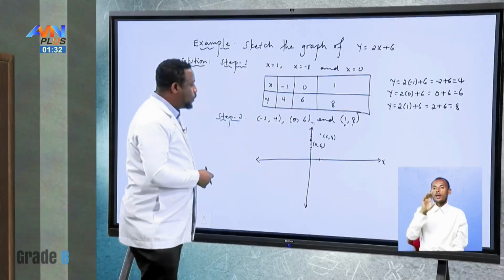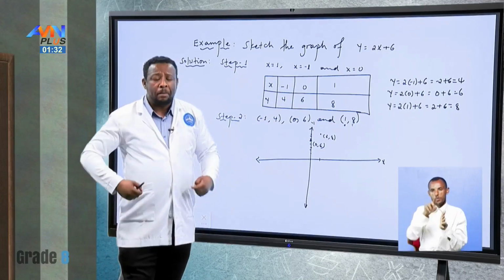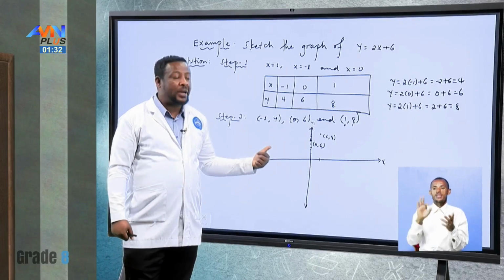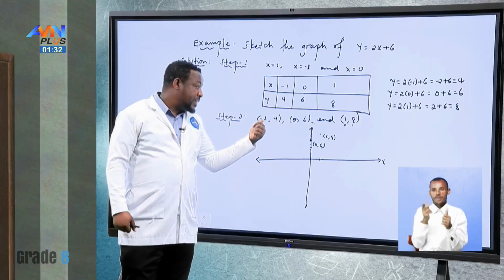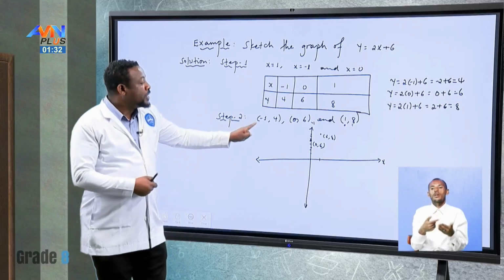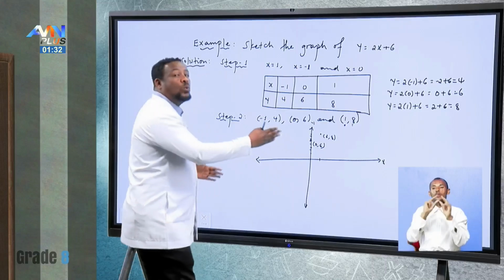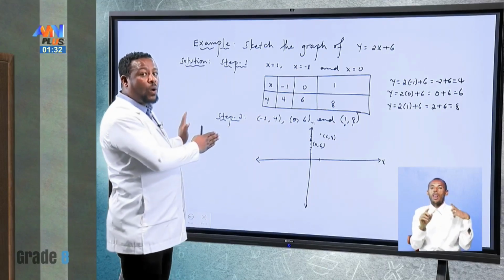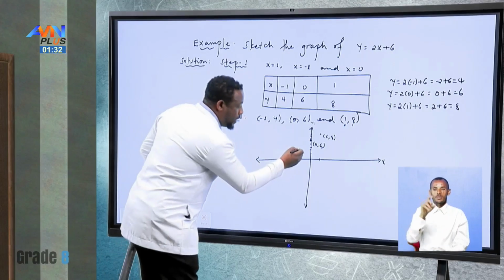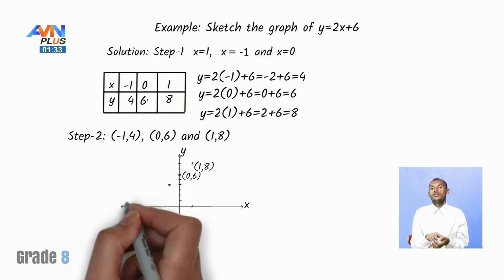So say this point is (0, 6), and we have one more point, which is (-1, 4). (-1, 4) is a point in the second quadrant, right? Because the first entry is negative and the second entry is positive. Therefore, (-1, 4) is somewhere in the second quadrant, which is 1 unit to the left of the y-axis and 4 units above the x-axis. You can roughly put that point here and connect the 3 points.